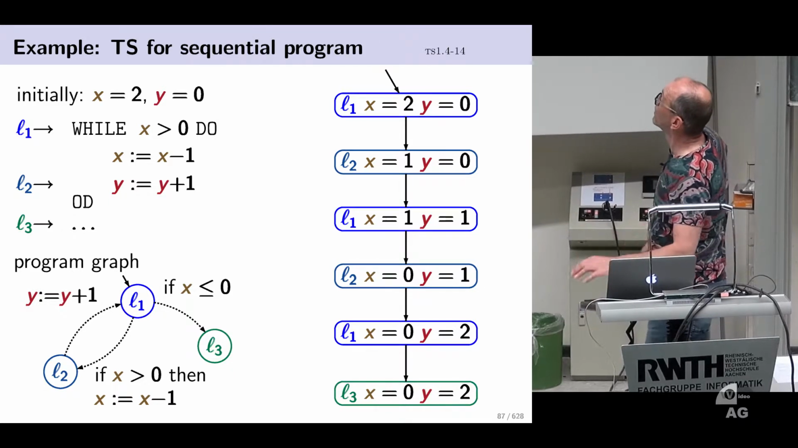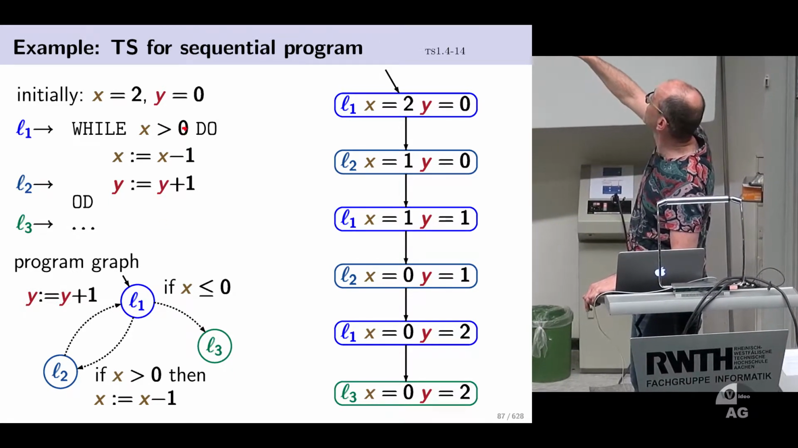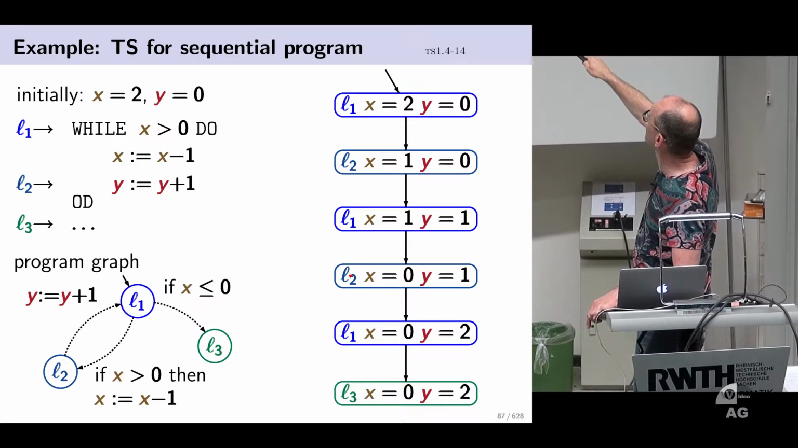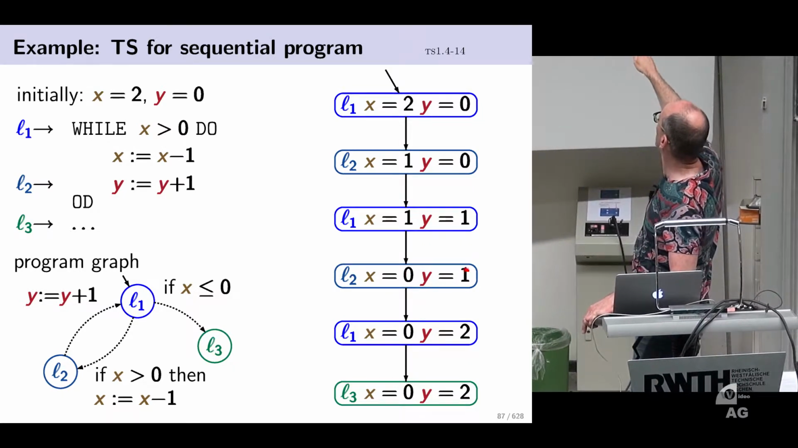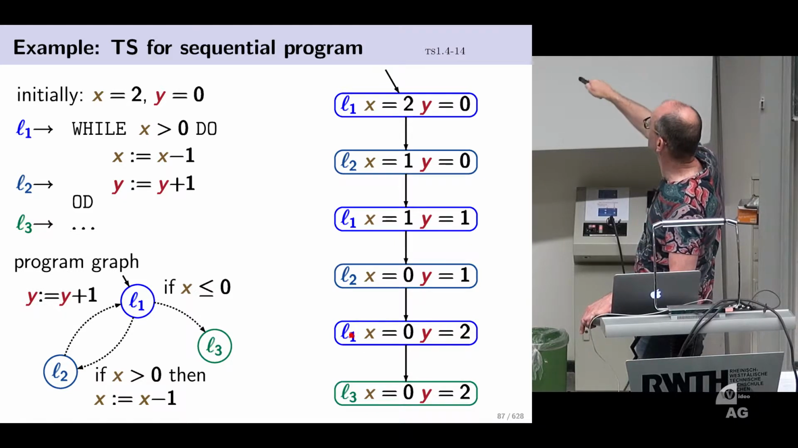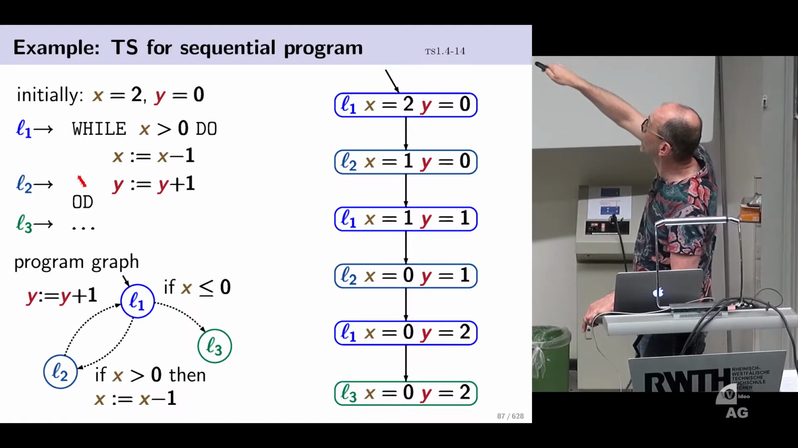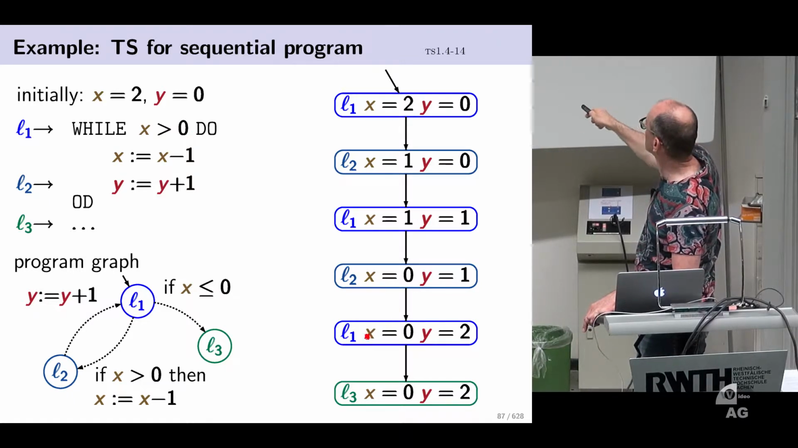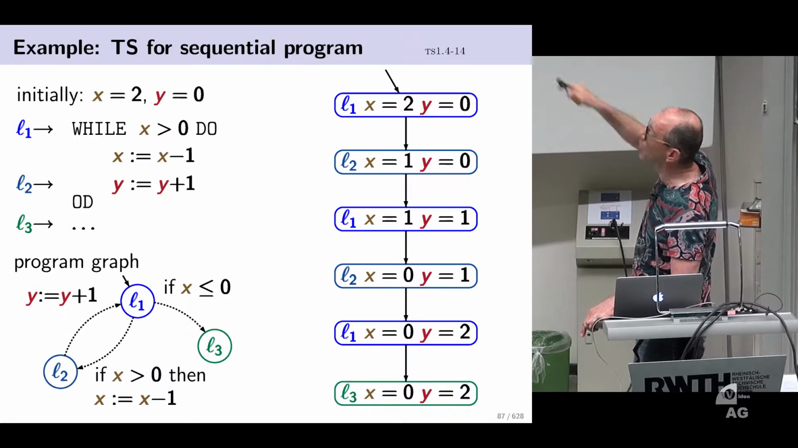Okay? Now, what you see is still x is larger than 0 because x equals 1. So we can subtract 1 and we move to L2. You increment y by 1, so you get y equals 2. You move to L1. Now we are again about to check the condition. And now you see that x equals 0. That means that we violate the guard of the loop.